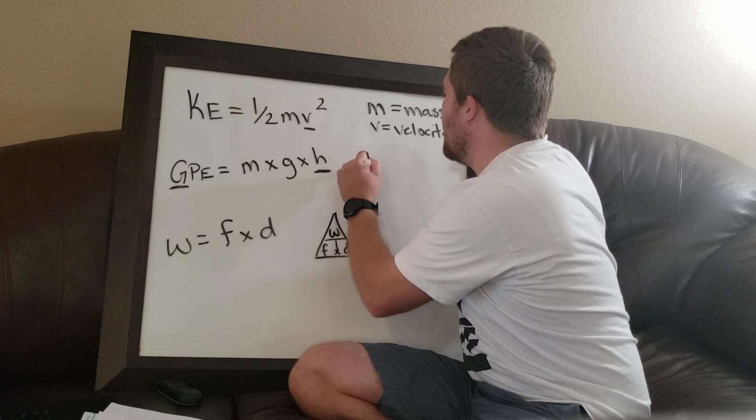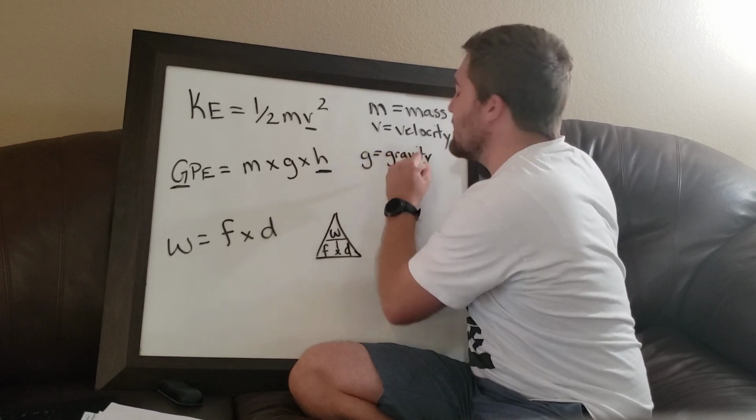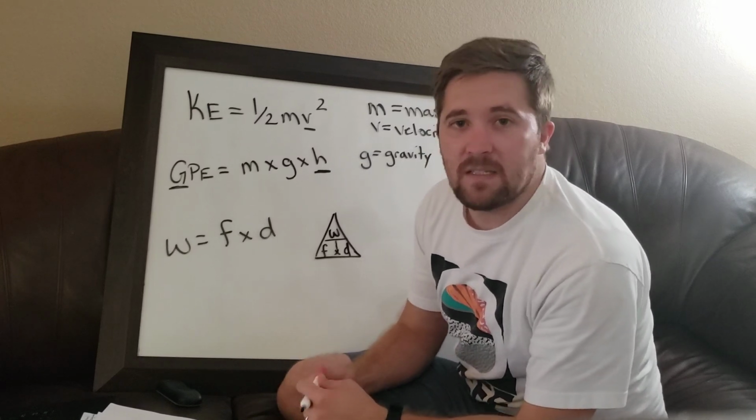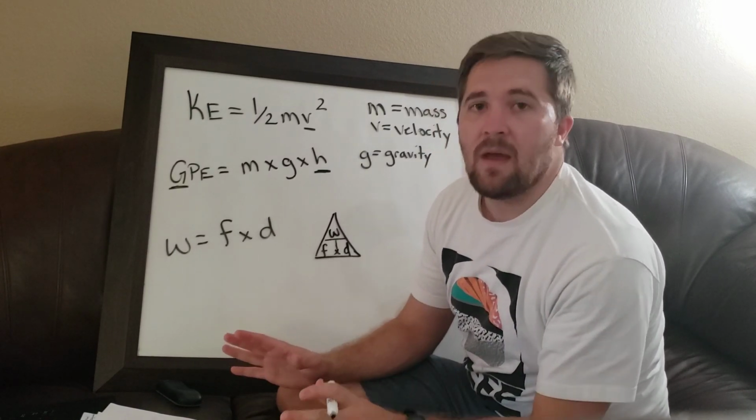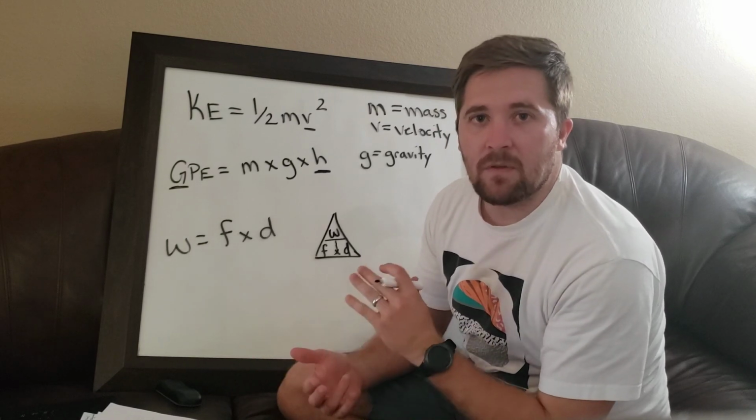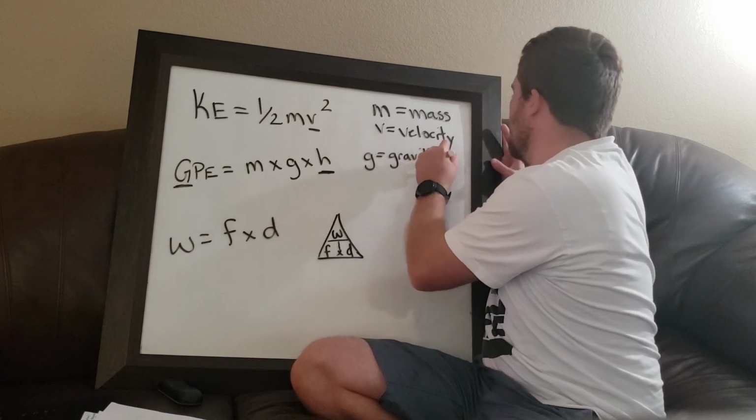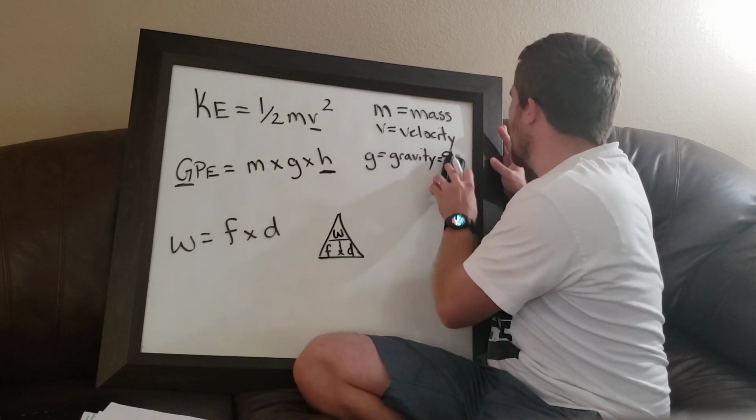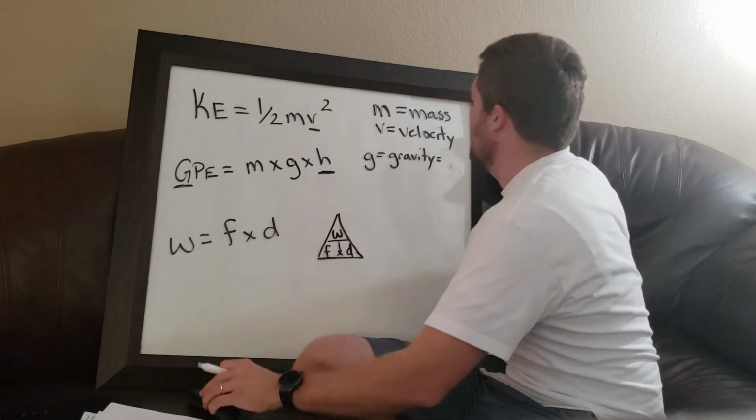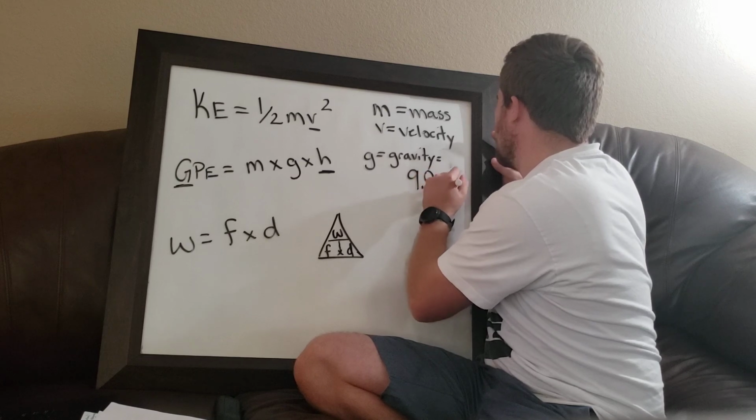g is gravity. And remember, gravity is a constant. Gravity is never changing. On Earth, gravity affects everything the same, and that is at 9.8 meters per second squared. Let me just put it right here. I'll write it right here: 9.8 meters per second squared.